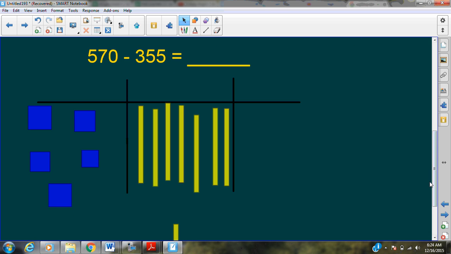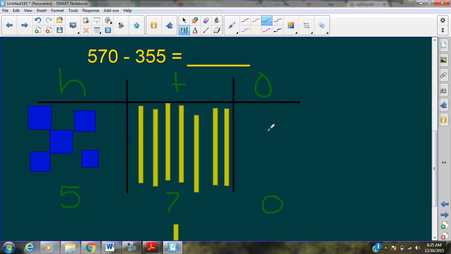So we're going to do the problem 570 minus 355. If you look at my base 10 blocks, you can see that I have 5 hundreds. I'm going to write as we go along. Right now, I have 7 tens. Let me label each place: my ones, my tens, my hundreds. So I have 5 hundreds, 7 tens, and 0 ones.